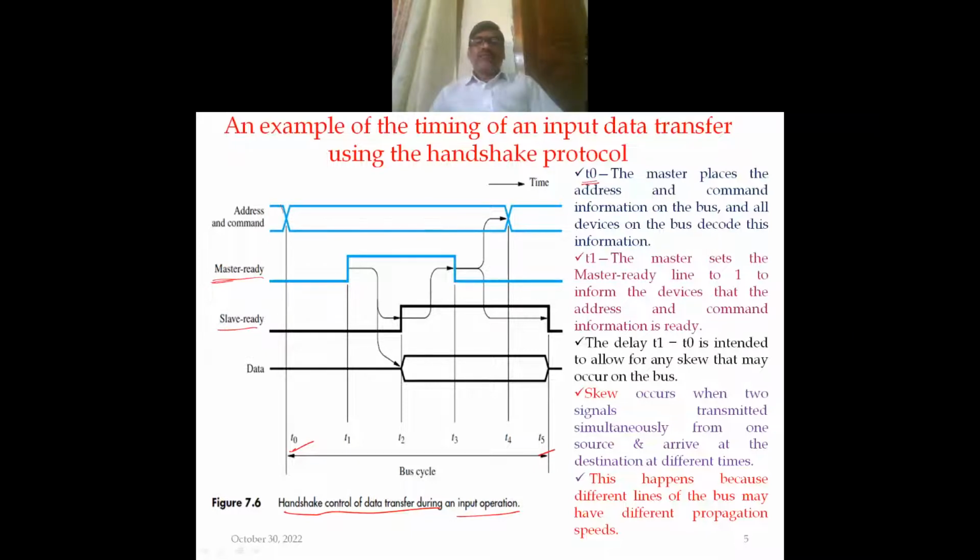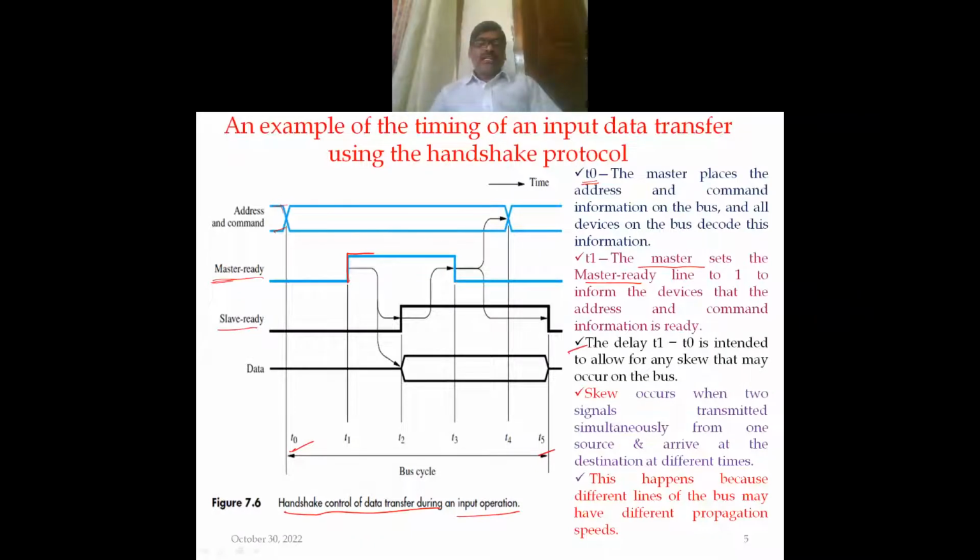During time T0, the master places the command and address information on the bus, and all devices on the bus decode this information. During time T1, the master sets the master ready line to 1. The master ready control signal is raised to 1 to inform the devices that the address and command information is ready.